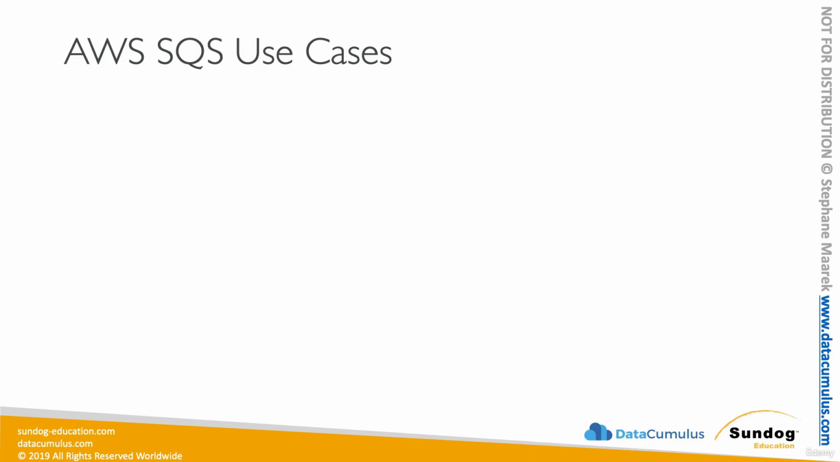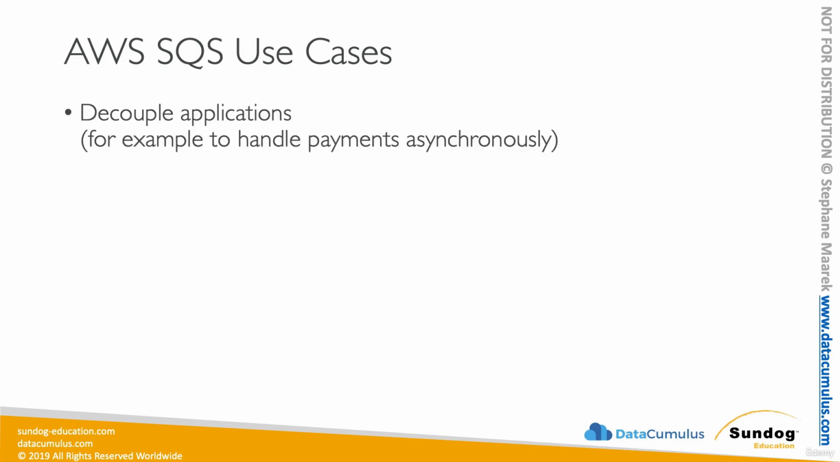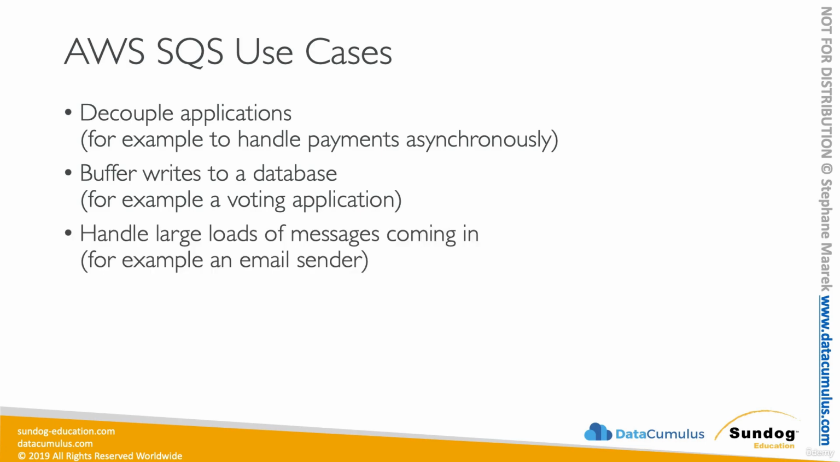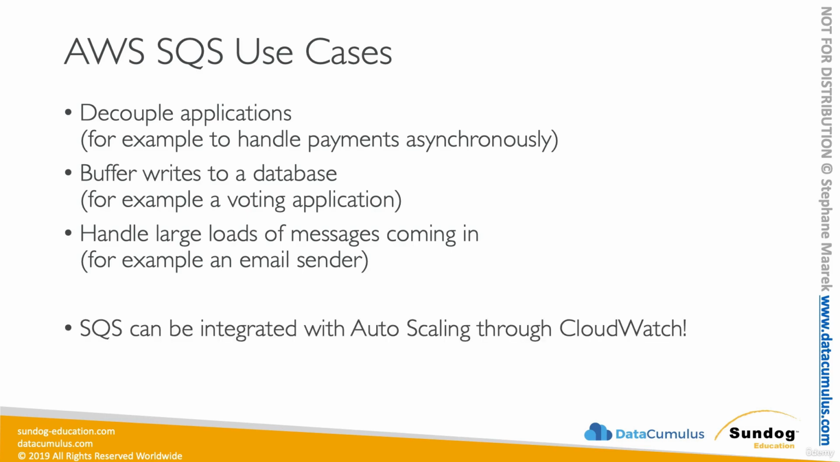Now, use cases for SQS will be for decoupling applications. For example, if you want to handle payments asynchronously, or buffer writes to your database. For example, if you have a voting application and you expect a peak in throughput and you need to be able to scale very quickly, or handle large loads of messages coming in. For example, if you have an email sender. SQS can also be integrated with autoscaling through CloudWatch if you had EC2 instances reading from your SQS queue.